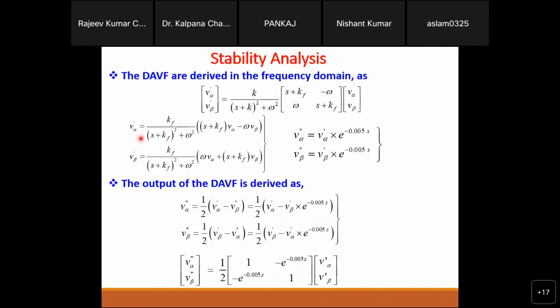Here finally you will see one transfer function between the input and output. These are the input components, these are the first phase of the output, and then again this output will link with this, and then you will see this is the final output of the DSOGI-FLL decoupled reductive vectorial filter. This is the output one, V alpha triple dash, and this is the input V alpha, right? Similarly this one. So this is the output and input terms like that.